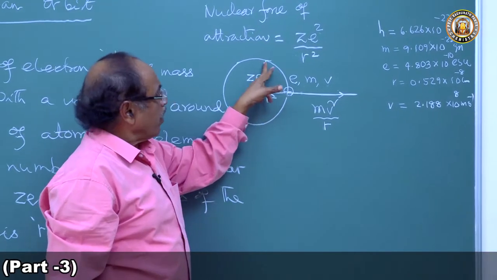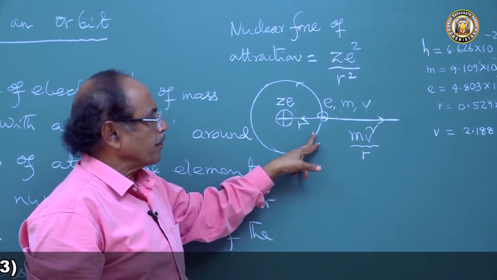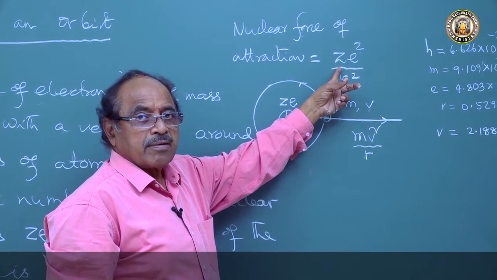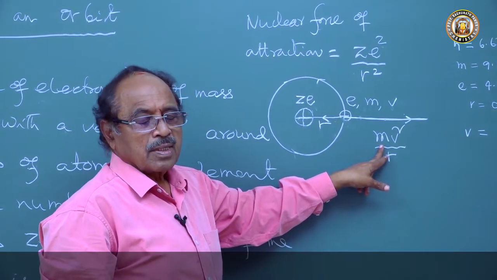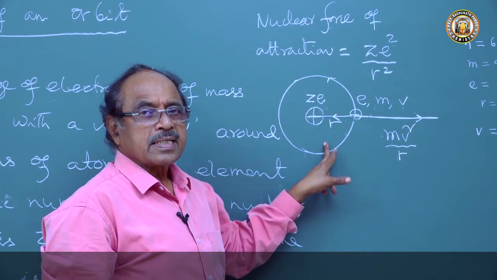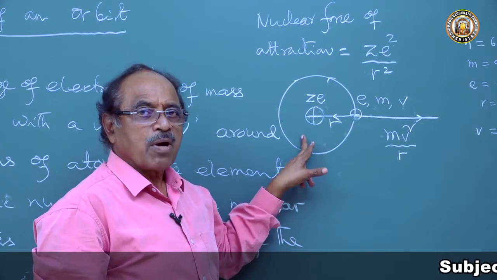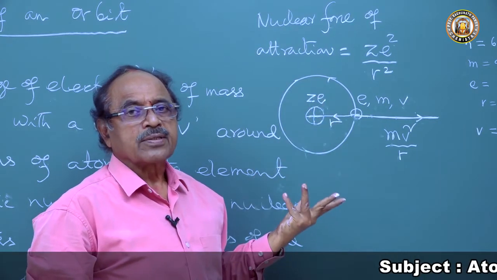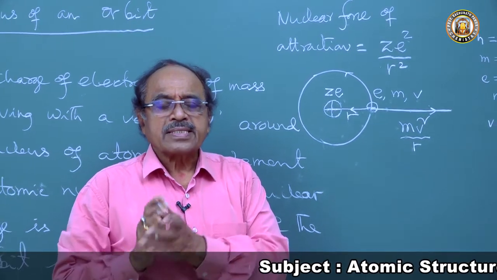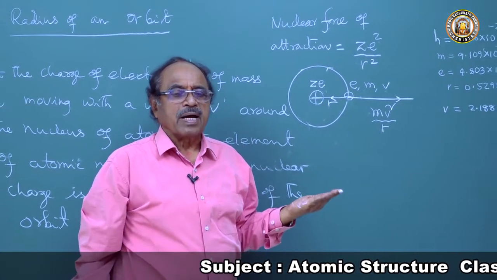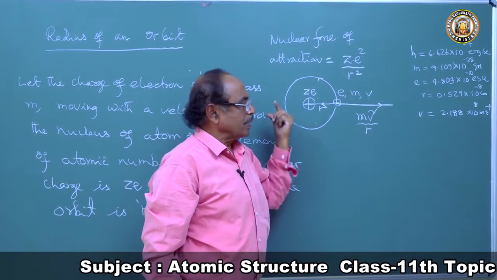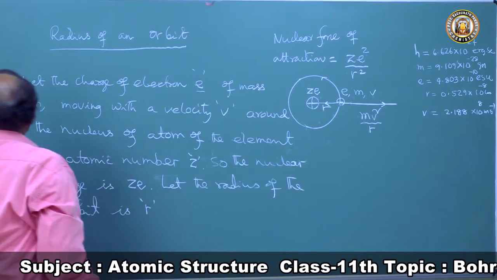So at every point, this nuclear force of attraction will be equal to the centrifugal force of the electron. Hence, the electron will keep on moving without falling into the nucleus. This is the assumption made by Rutherford. The same assumption was accepted by Bohr also. So taking this, now we will calculate the radius of the orbit.